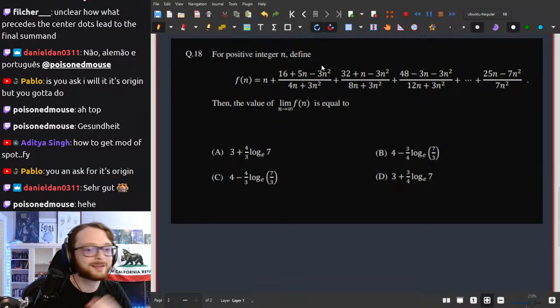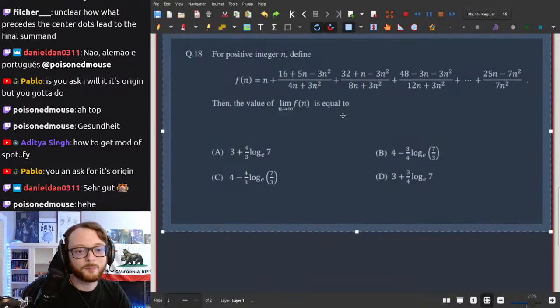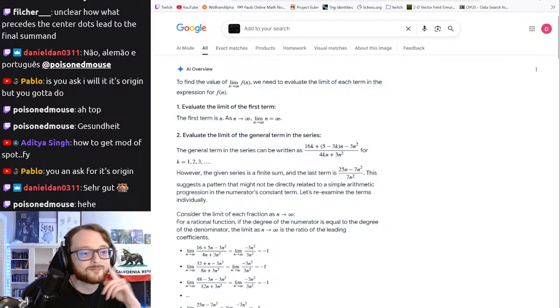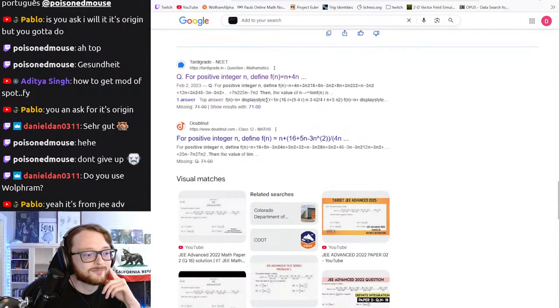Yeah, especially because the leading coefficient is very confusing. -3n, -3n, -3n, then randomly -7n. Pablo, I think I just can't do it. What I can do is Google it. It's from JEE Advanced. Yeah, I can't do JEE Advanced. I'm sorry.